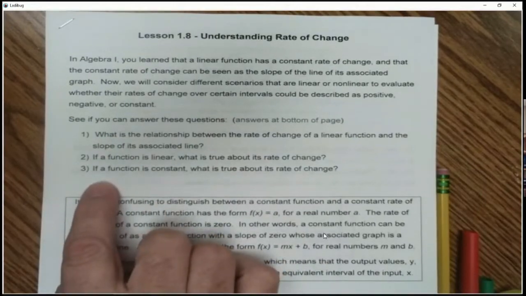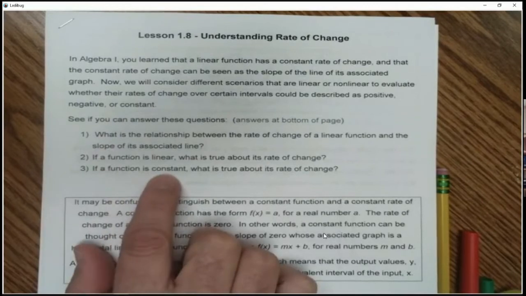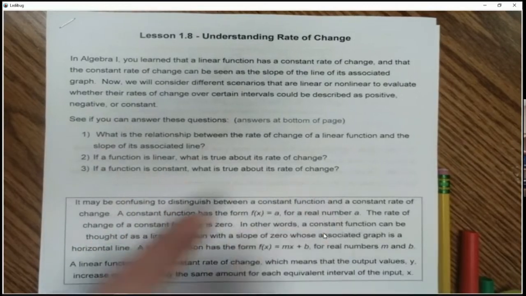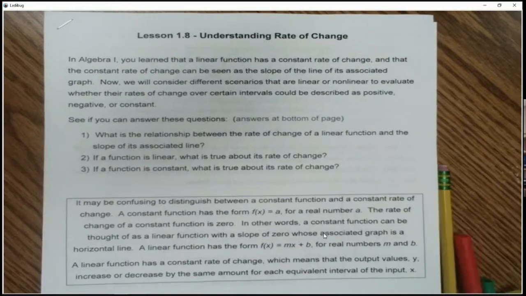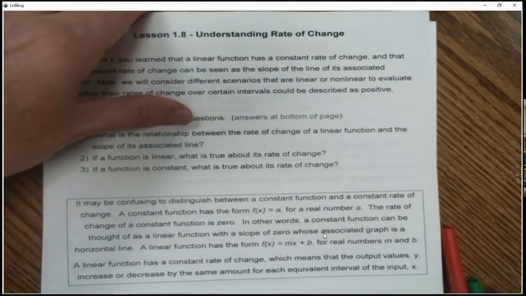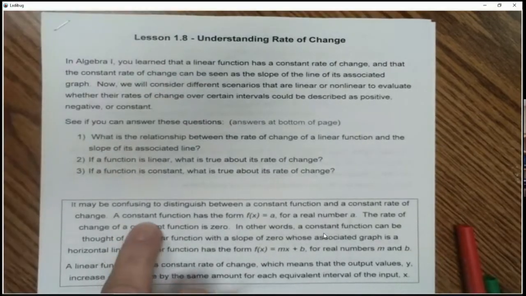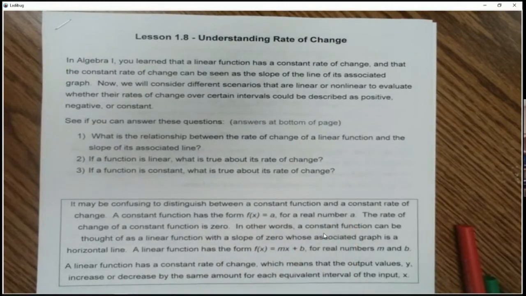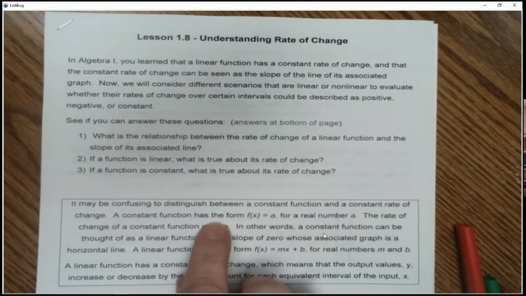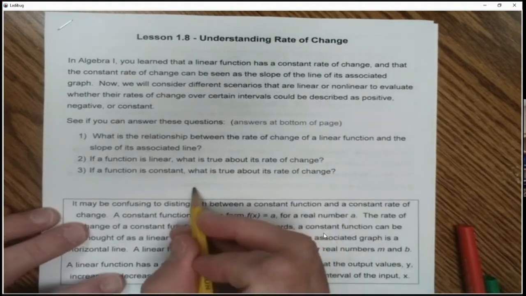Now, here's almost a trick question. If a function is constant, what's true about its rate of change? What does it mean if a function is constant? Let's look at this little box right beneath there. A constant function has the form f(x) = a, where a is just a number. So it'd be like y = 2. That's a constant function. y = -3, y = 0, y = 7, those are constant functions. And when we graph that, that's just a horizontal line.